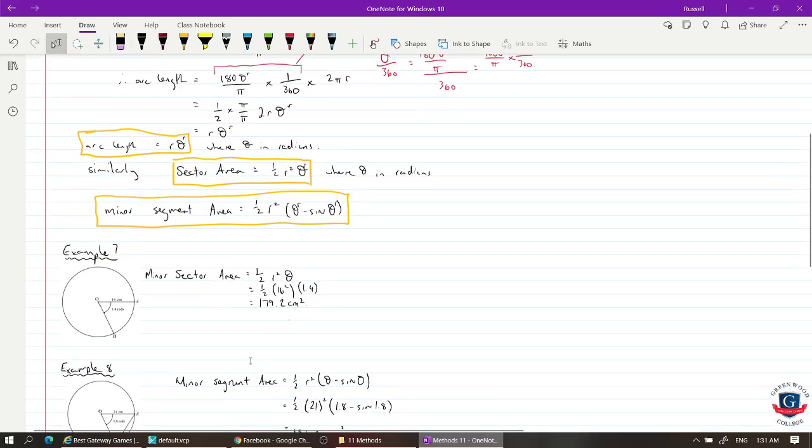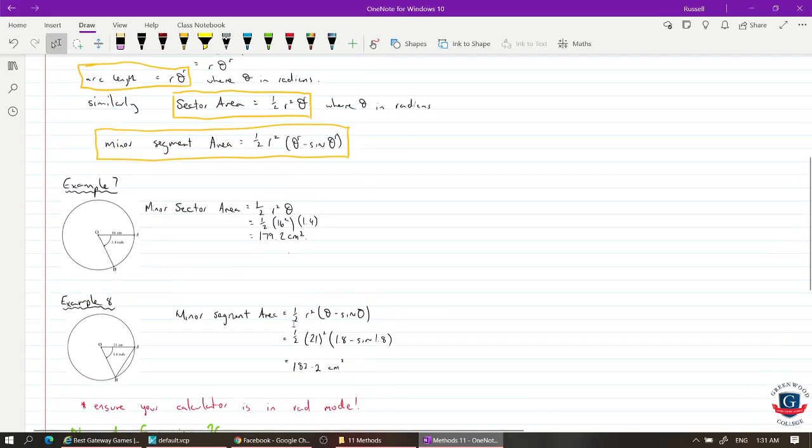So if we're looking for the minor sector area, which is the area inside this sector, and we know that angle there is 1.4 radians, we just go half times the radius, which is 16 squared, times 1.4, the angle in radians, and we get 179.2 centimeters squared. So this area here, if we have this radius and this angle, is 179.2 centimeters squared.